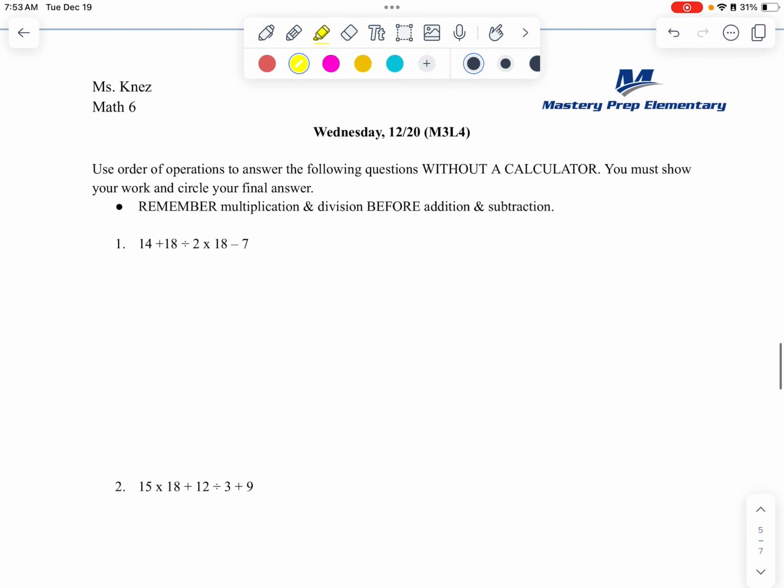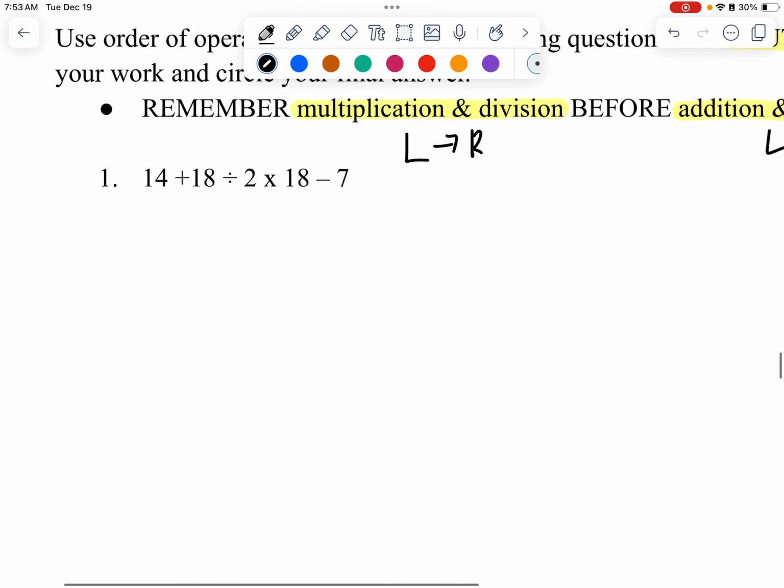Finally, we have Wednesday night's homework, where we're just practicing the order of operations. No calculator, and remember, multiplication and division come before addition and subtraction. When I'm deciding between multiplication and division, remember that I move from left to right. Same with addition and subtraction. Let me model. In question 1, I have 14 plus 18 divided by 2 times 18 minus 7.